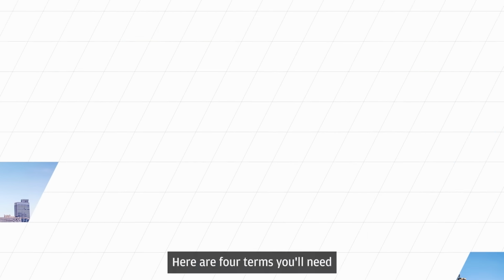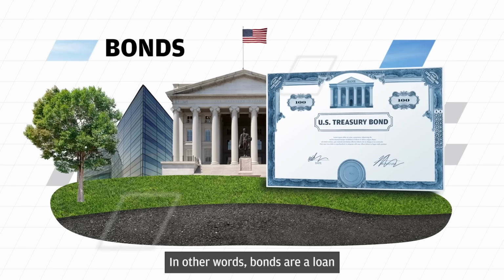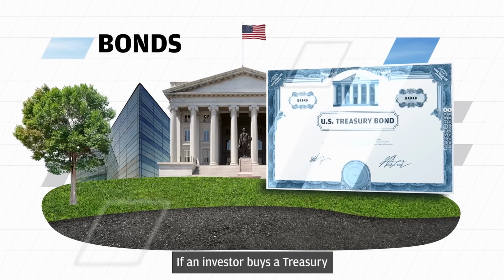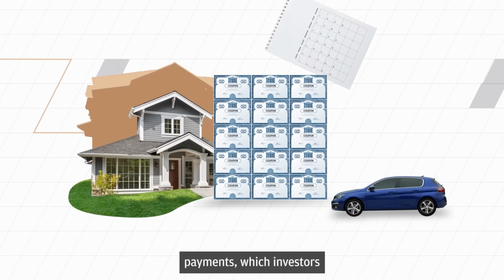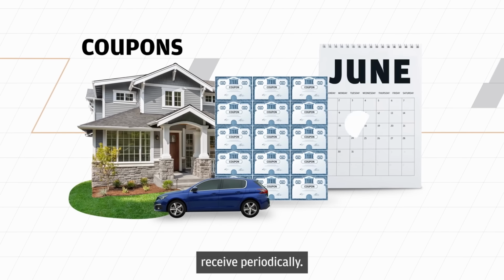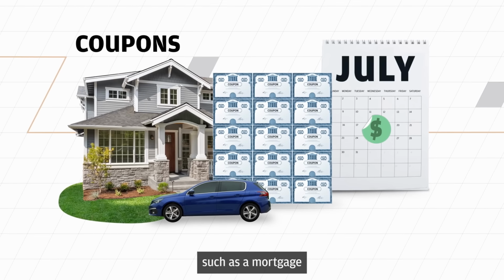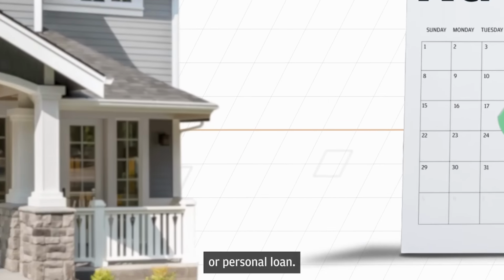Here are 4 terms you'll need to understand to wrap your head around yield curves. Bonds are debt securities issued by governments and corporations to raise money. In other words, bonds are a loan from an investor to an issuer. If an investor buys a treasury bond, for example, they're essentially lending money to the U.S. government. Coupons are fixed interest payments which investors receive periodically. This is the same as the interest paid on any loan, such as a mortgage or personal loan.